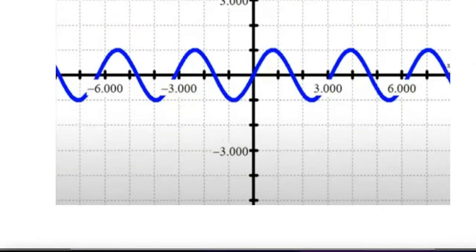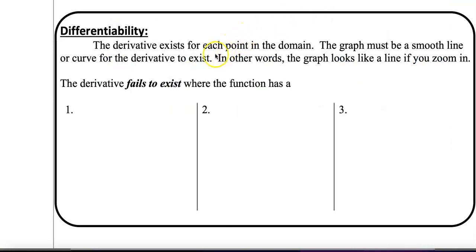All right, so now let's talk about differentiability. What is differentiability? Differentiability is the process of finding the derivatives of the given function. There are some rules which we have to follow, which I will be explaining in this part. Make sure you take notes. The derivative exists for each point in the domain. The graph must be a smooth line or a curve for a derivative to exist. In other words, the graph looks like a line.